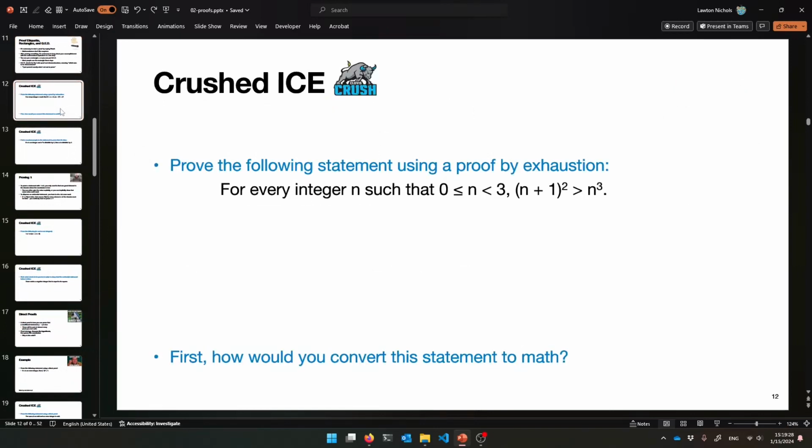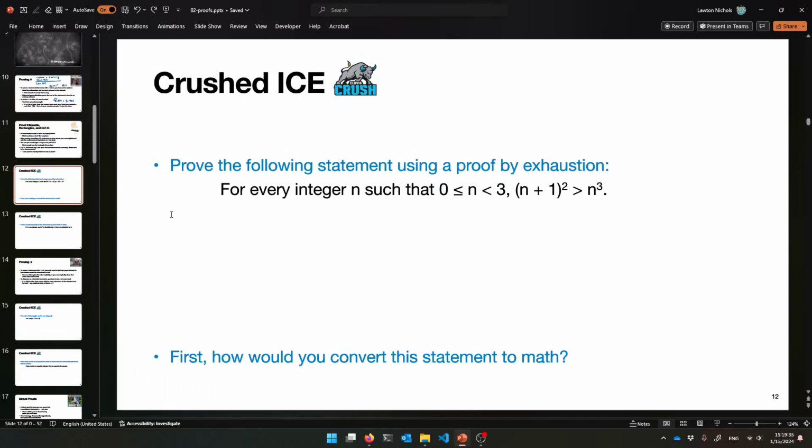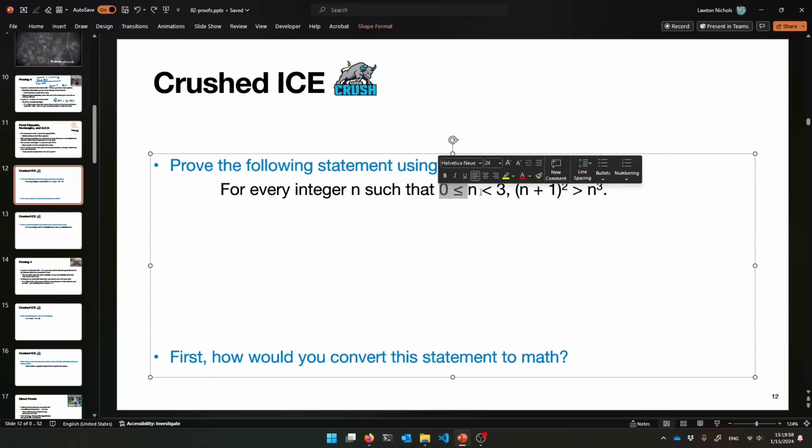So, okay. Here's a question for you. I want you to try proof by exhaustion, because there's a for all. Just try out every element of the domain, because it's easy and it's small. But I'm going to help you. We're going to do this in two parts, all right? Maybe try both, but if you want a hint, maybe stay listening. But all right, here's our idea. For every integer n such that n is between 0 and 3, strictly including 0 and not including 3, show that this is true.